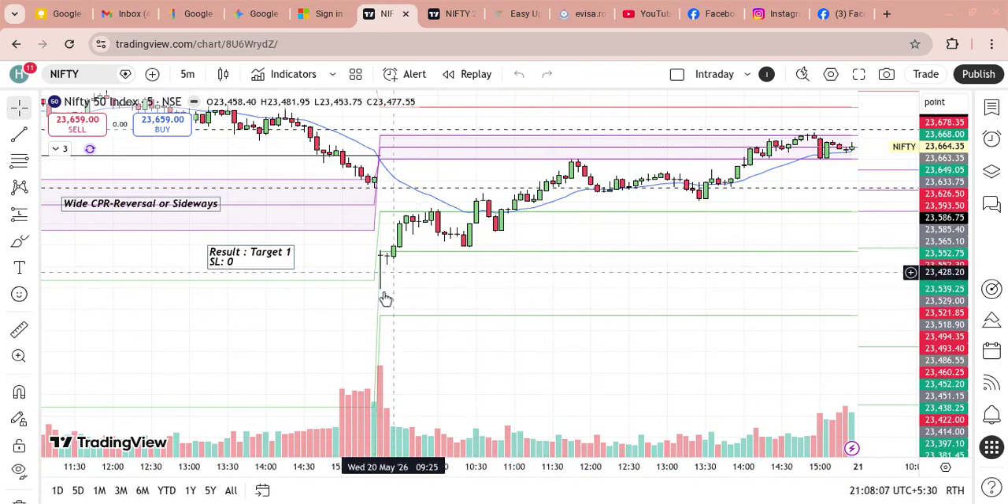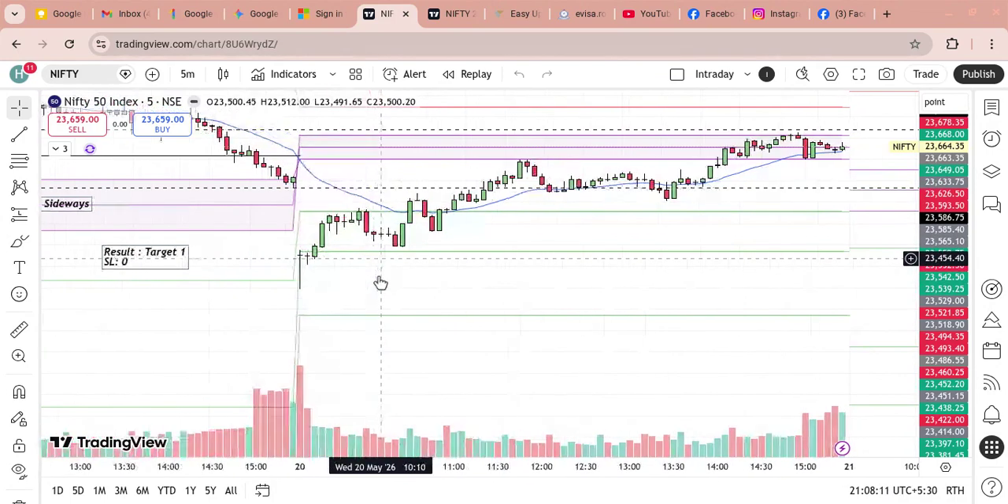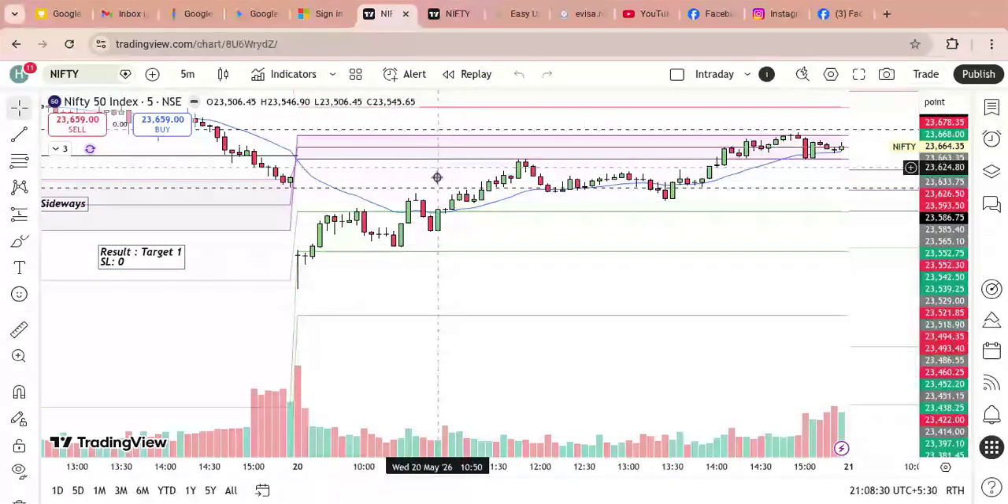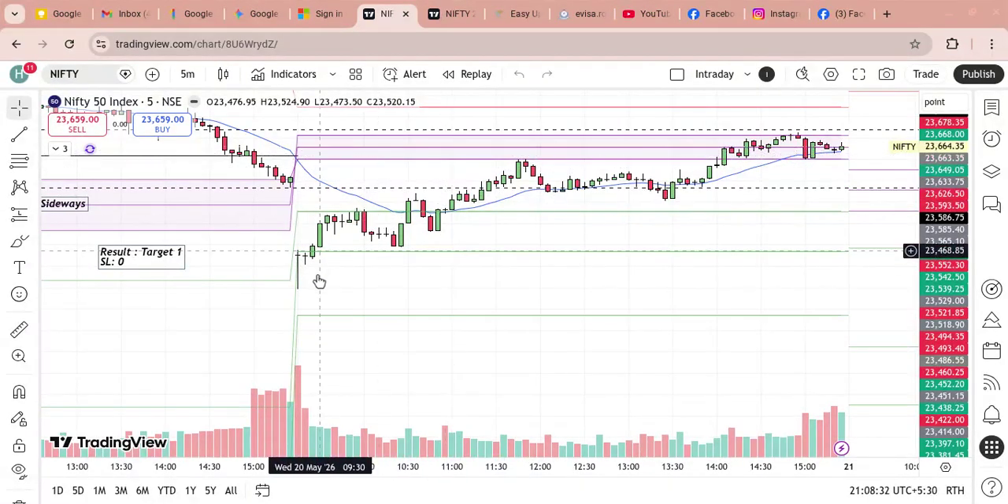So the first candle opened gap down, but it was a bullish candle. Now in the bullish first candle, there is no entry because immediately there was a resistance. The second candle is also a bullish pin bar, a little bit indecisive. So these two candles got consolidated. And today's CPR is an average CPR.